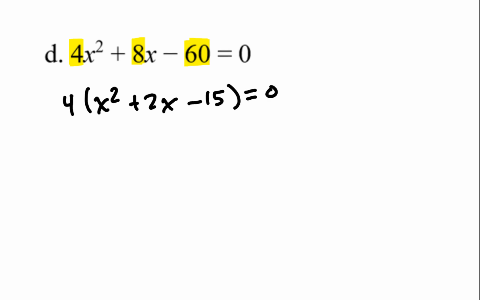So getting rid of a greatest common factor first is really important. It makes your work a lot more efficient, and it's easier to deal with factoring it the rest of the way.